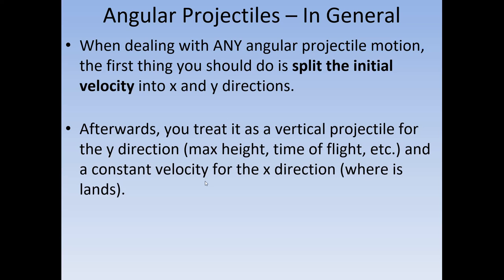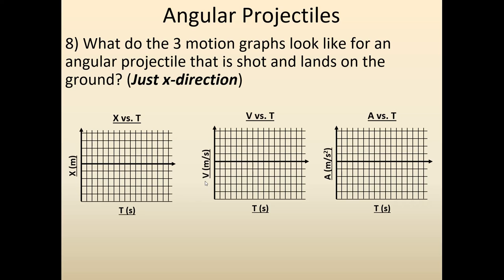You're going to take that velocity, find its x and y components, and then make an xy chart with those numbers. Then, as I mentioned before, the vertical direction, the y direction, is just a vertical projectile, and the x direction is just constant velocity. So nothing too crazy. This is going to be the first question, just like with the horizontal projectile. I want you to draw the three motion graphs for the x direction. So pause the video, work stuff. We'll go in a second.